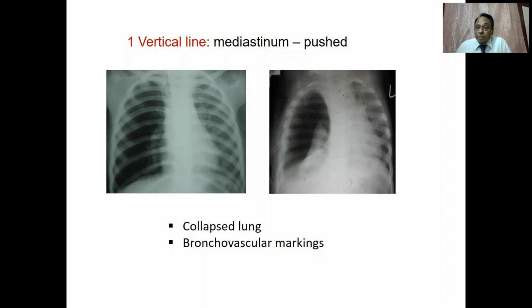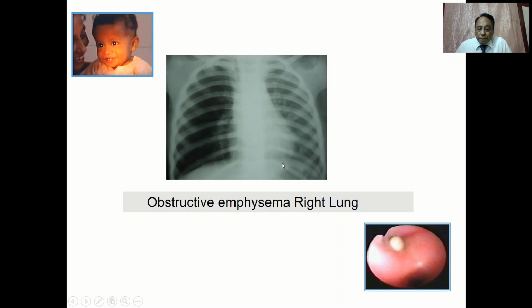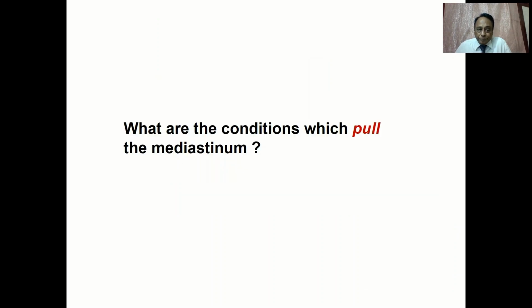What is the condition that causes obstructive emphysema? The most important thing is the foreign body. This child happened to aspirate a foreign body. The foreign body, that is a peanut, is sitting in the right bronchus, acting as a ball valve that causes obstructive emphysema. You have to know how to diagnose the obstructive emphysema. That is very important because it is an emergency and the child needs to be subjected to scopy to remove the foreign body.